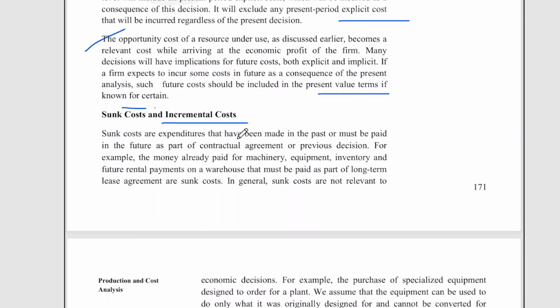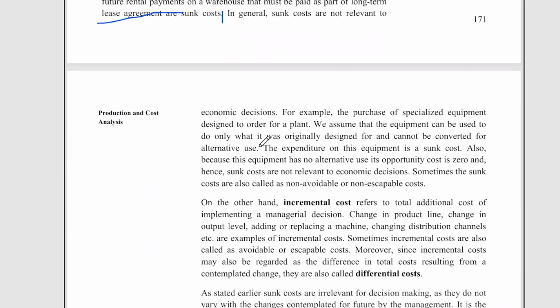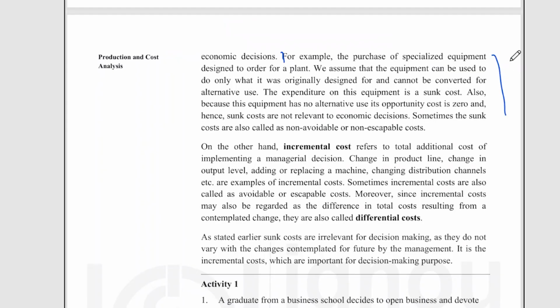Sunk costs are expenditures that have been made in the past or must be paid in the future as part of a contractual agreement or previous decision. An example: the money already paid for machinery, equipment, inventory, and future rental payments on a warehouse that must be paid as part of a long-term lease agreement are sunk cost. And in general, the sunk costs are not relevant to economic decisions. Okay, so the example is here, you can read it from your study material.